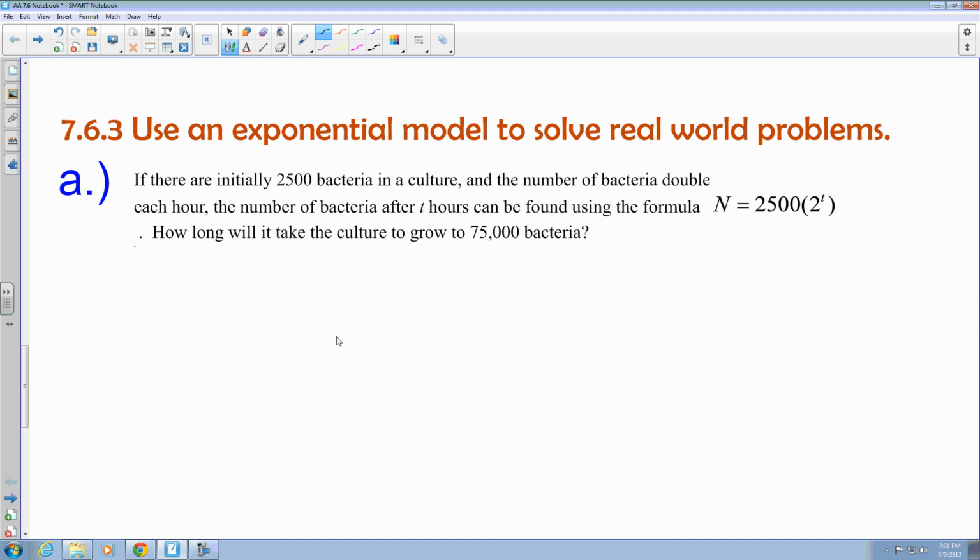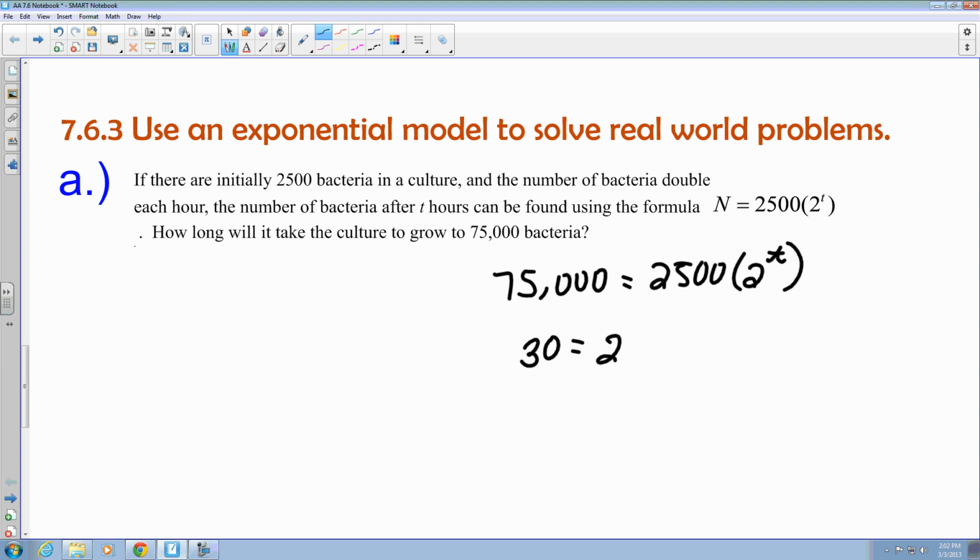So n in this case is the total number of bacteria in any particular hour, and t represents those hours. So what I need to do is find t when n is 75,000, when that equals 2,500 times 2 to the t. Well, let's isolate my exponential expression. I'm going to divide both sides by 2,500, which gives me 30 equals 2 to the t power.